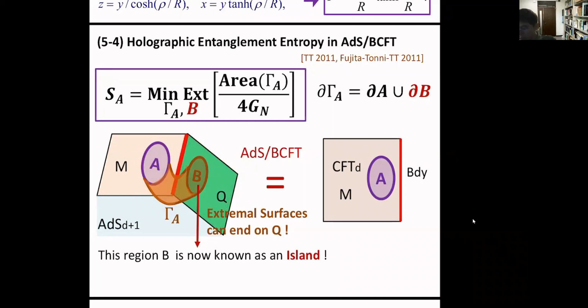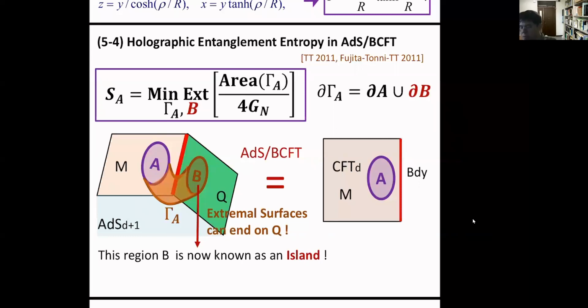In this case, the minimal surface which comes from A can end on this surface Q, the end-of-the-world plane. Also you can choose one which does not end. That's fine. But if you have some surface which ends on Q and which has a smaller area, you should use that one to calculate holographic entanglement. In that sense, this choice of B is arbitrary, so we minimize over the choice of B.